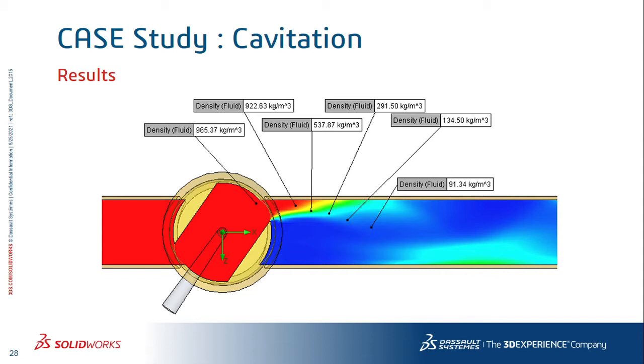So the density of the fluid at this specific area has been changing drastically, which could result in the problem of cavitation, which you can understand beforehand, before you even manufacture the product and do the testing on it. So you can go back to your designing team, make a few changes if required, and then run the analysis to check the results again.